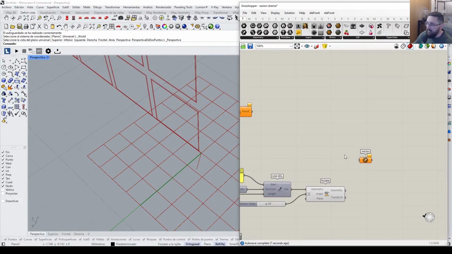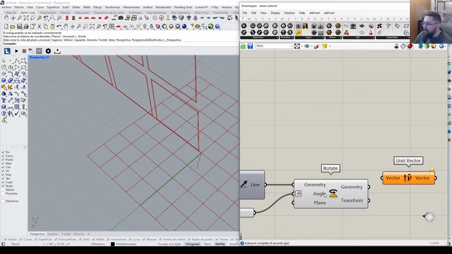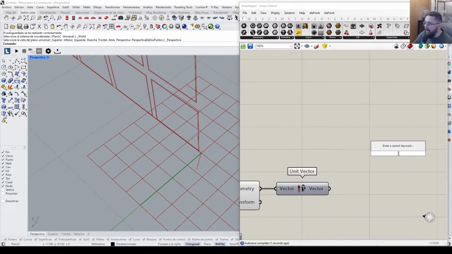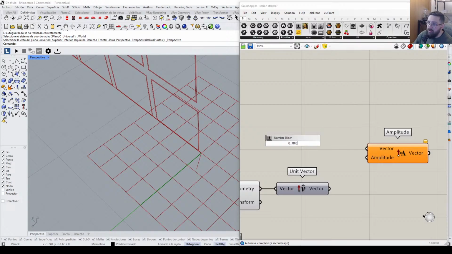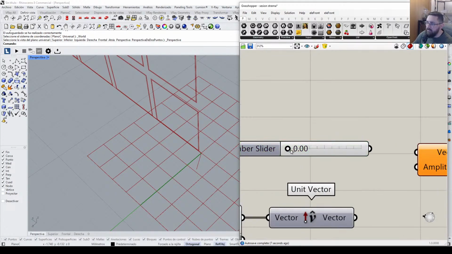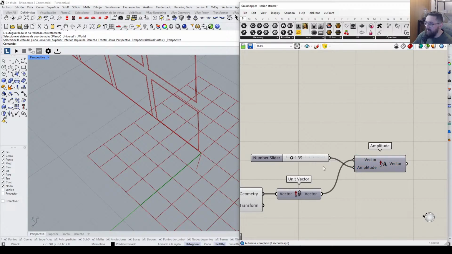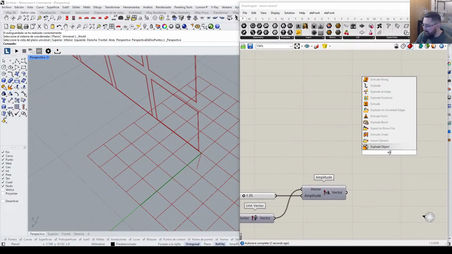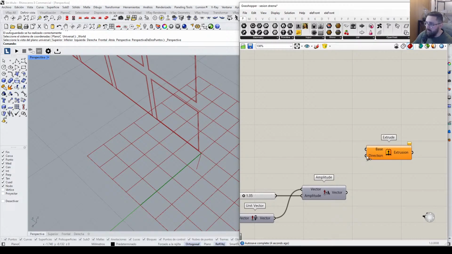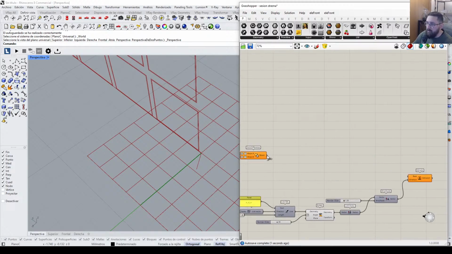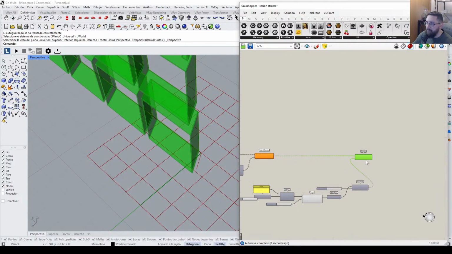Connect this. I'm going to convert this into a vector. Actually, I'm going to convert it into a unit vector. Very important. Unit vector, and then I'm going to use amplitude, which is going to give me a length. All good. Okay, vector. I'm going to extrude. This is going to be my direction and length. This is going to be this thing here. There we go.